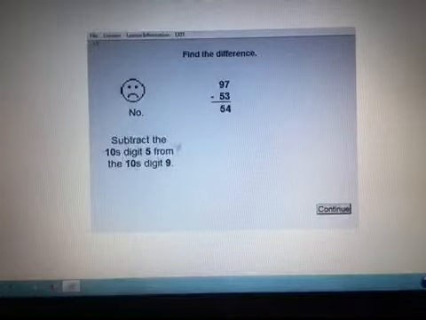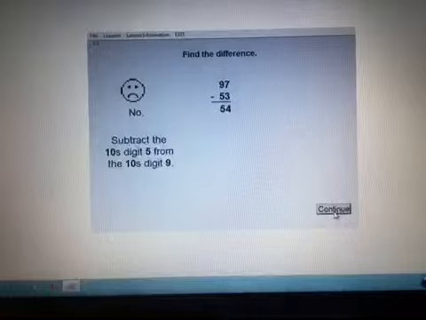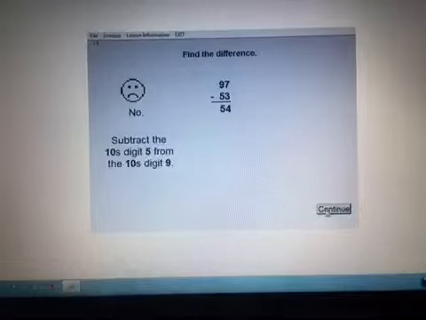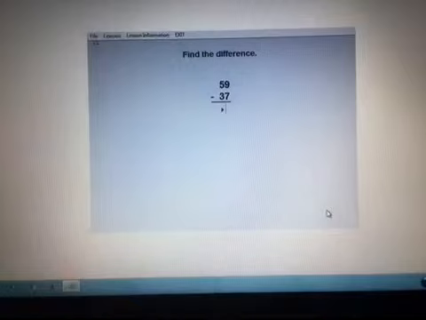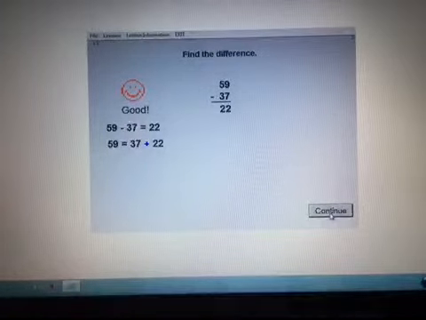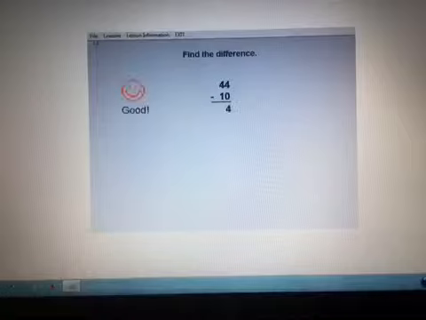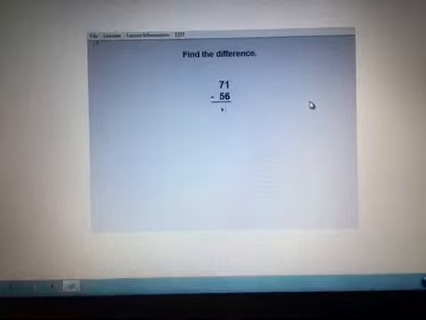Okay, so now we have 10 from 5, 5 from 9, the tens digit 5 from the tens digit 9. And we're back to our tally. Waiting for a more complicated problem. Okay, here we go. Here's one that's more difficult.